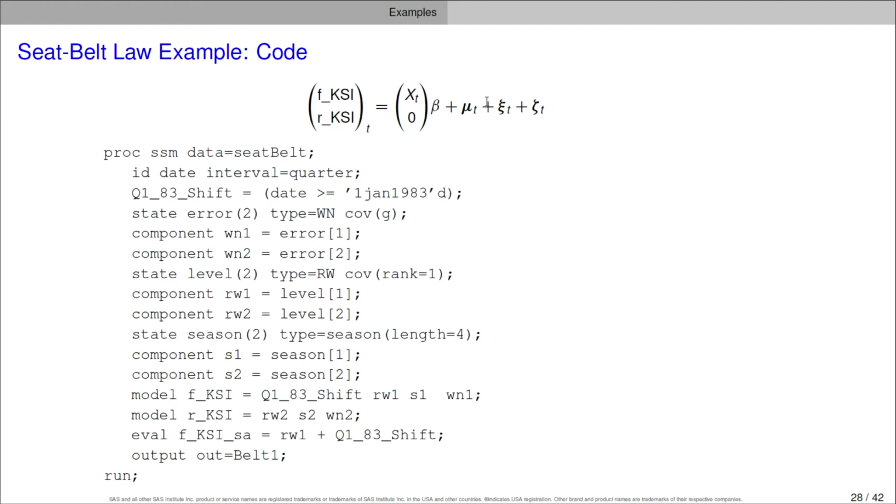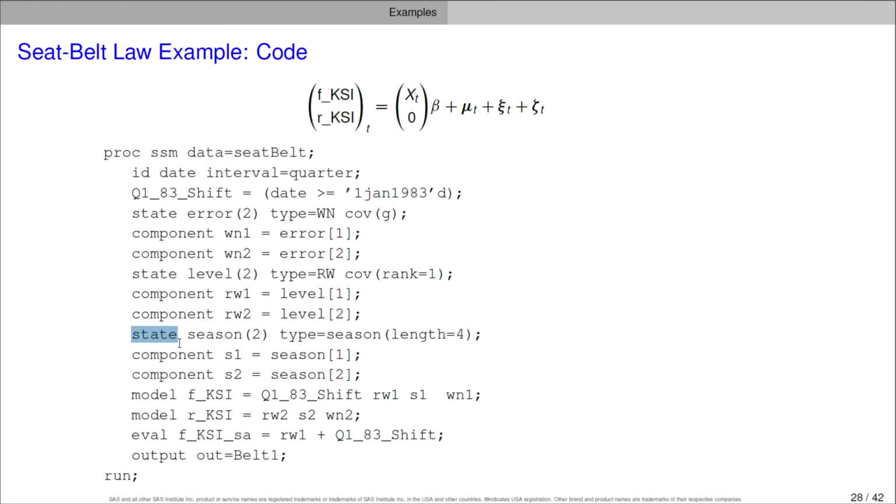Okay. Then we go on to define the trend component, which is called level in this case, which is going to be a random walk. It is defined by a state statement, and the state subsection is called level. It's also of dimension 2, and it's of type random walk. And we say that the disturbance covariance of this has rank 1, signifying that these two series move together. The first element of this random walk is called randomwalk1, the second randomwalk2, and they again will be used in the observation equations for the response variables.